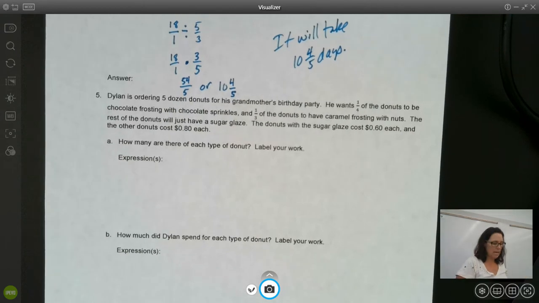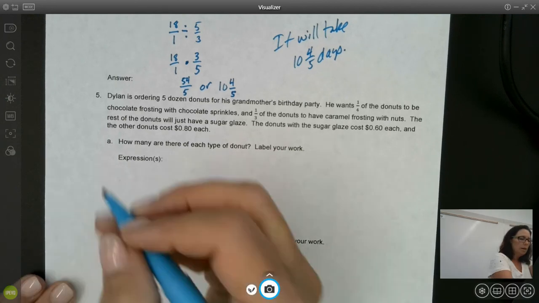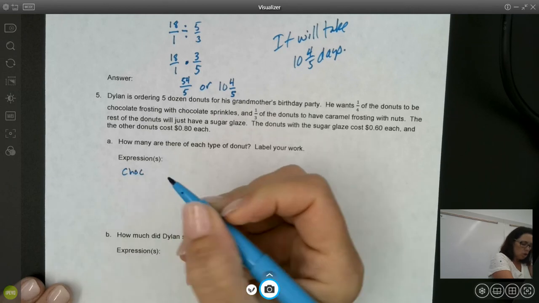All right, number 5. Dylan is ordering 5 dozen donuts for his grandmother's birthday. He wants a quarter of them to be chocolate, frosting with chocolate sprinkles, a third of them to have caramel frosting with nuts, and the rest just to have a sugar glaze. The donuts with the sugar glaze cost 60 cents each, and the others cost 80 cents each. Letter A, how many are there of each type of donut? Label your work.